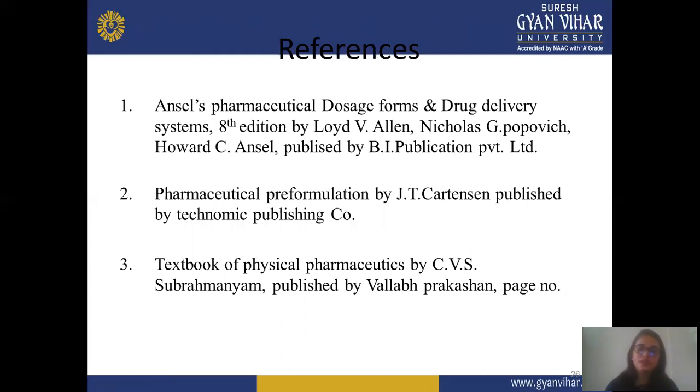Next is the reference part. In the reference part, there are different books available for this subject, and some books which have good matter and content are these. First is Ansel's Pharmaceutical Dosage Forms and Drug Delivery Systems, 8th edition, by Lloyd V. Allen, Nicholas G. Popovich, Howard C. Ansel, published by BI Publications Pvt Limited. Second reference is Pharmaceutical Preformulation by J.T. Carstensen, published by Technomic Publishing Co. And third one is Textbook of Physical Pharmaceutics by C.V.S. Subrahmanyam, published by Vallabh Prakashan.